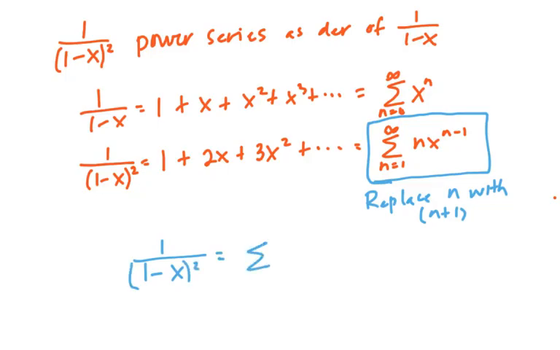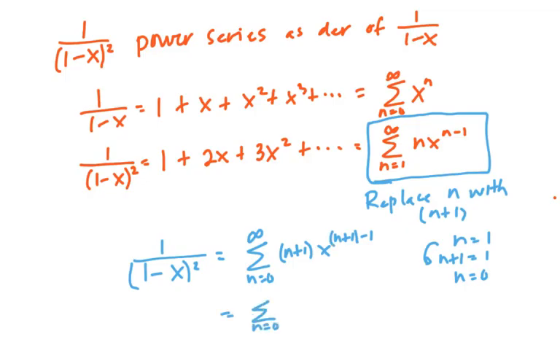Now, that means that when you let n plus 1, your bound was n equals 1, and now it's n plus 1 equals 1. So n equals 0. So we say the series from n equals 0 to infinity of (n plus 1) x to the n plus 1 minus 1, which cleans it up a little bit to be the series from 0 to infinity of (n plus 1) x to the n.